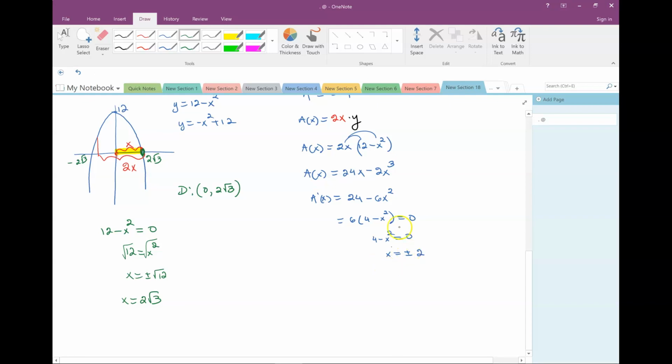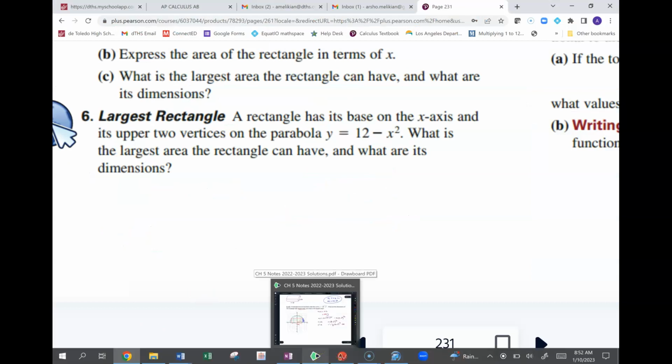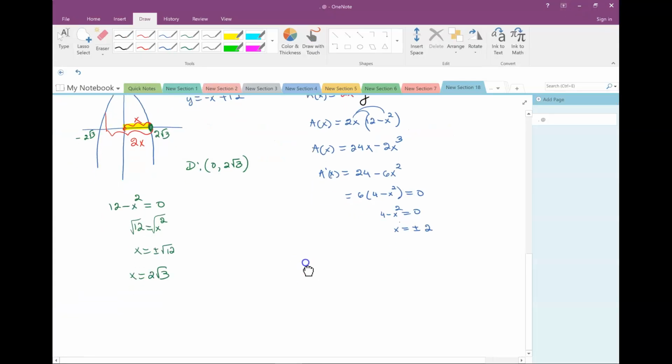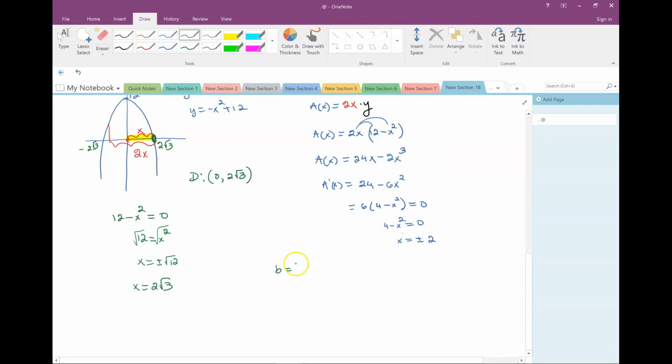Okay? All right, so now we basically determined that this is within our domain. Now again, we have no idea what the question was asking because it's been so long. So let's go over there. What is the largest area the rectangle can have, and what are the dimensions of the rectangle? All right, so let's do dimensions of the rectangle first. The base was x. Is the base x? How much is the base of the whole rectangle? 2x. So the base is 2 times 2, 4. In this case, we don't have units given. Okay, so what's the height? Height is the y, right? So height is 12 minus x squared. So that's 12 minus 4, 8.